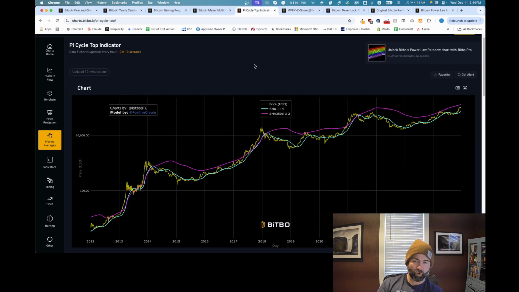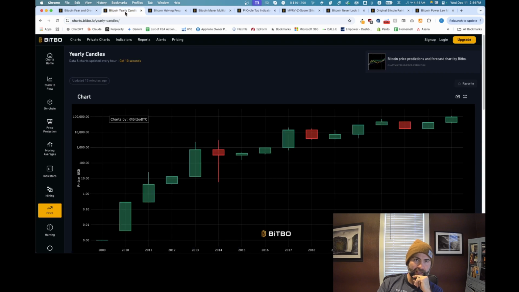This Pi Cycle one, I'm going to keep a close eye on for when things start getting heated up, so we know when the top of the market's coming. And then last one I'll just say is strategically be ready for a bear market in 2026.